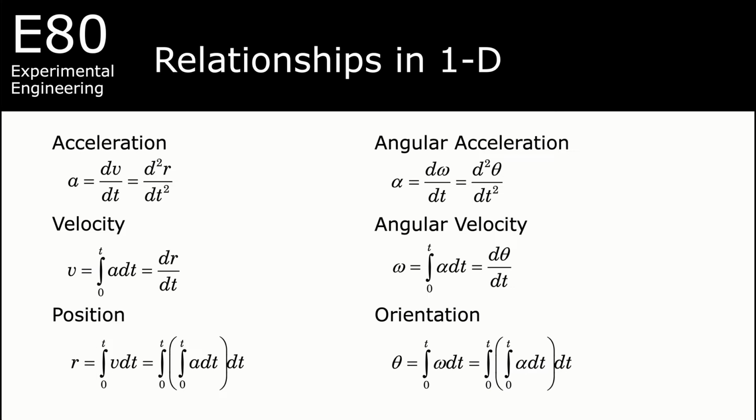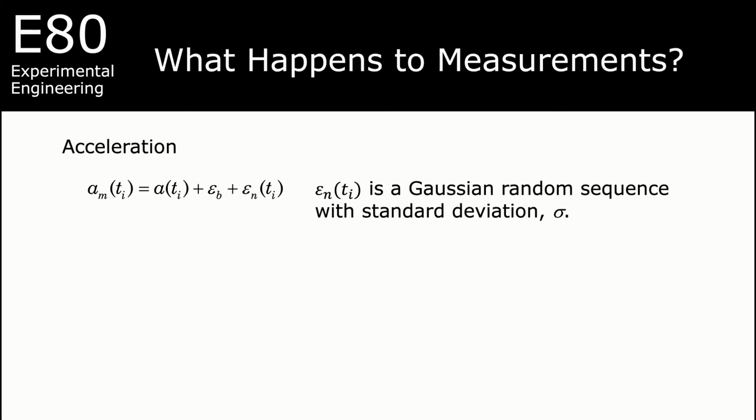With these in mind, let's see what happens for real systems where we're actually sampling the data and not using continuous functions. Here we have acceleration, such as either from an accelerometer, or this could also be used for an angular accelerometer, which is a very rare device. The measured acceleration, time step t sub i, is going to be the true acceleration, time step t sub i, plus some bias, plus the random white noise at that time t sub i.